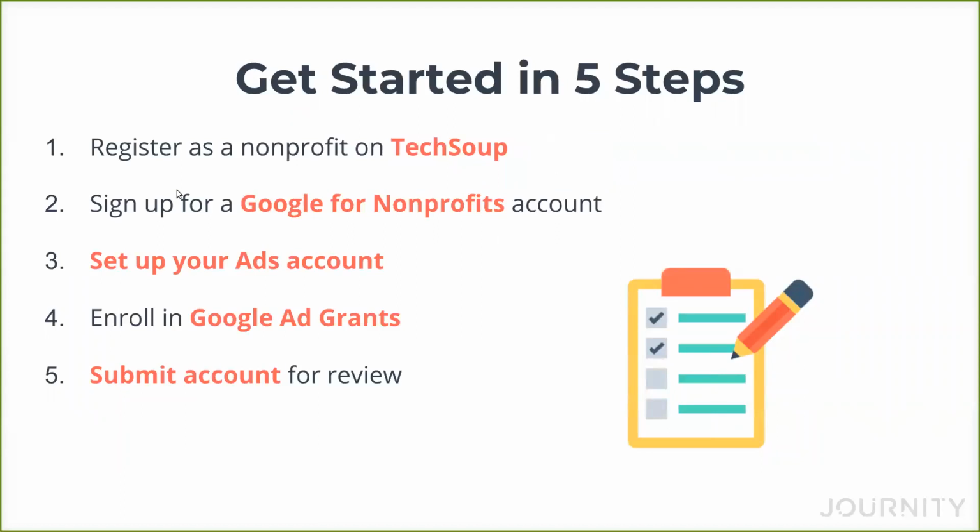And then once you've found that you're eligible, getting started is really just 5 simple steps. You'll register an account at TechSoup, sign up for the nonprofits account, set up your ads account, and submit for review. The whole thing can be done in just a couple of weeks. It probably only takes you a couple hours. Most of the time spent is waiting for the review process.